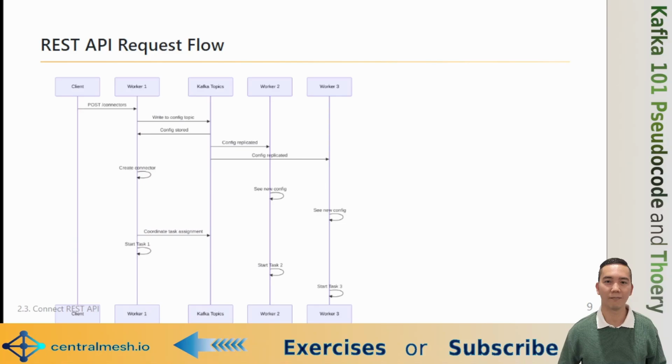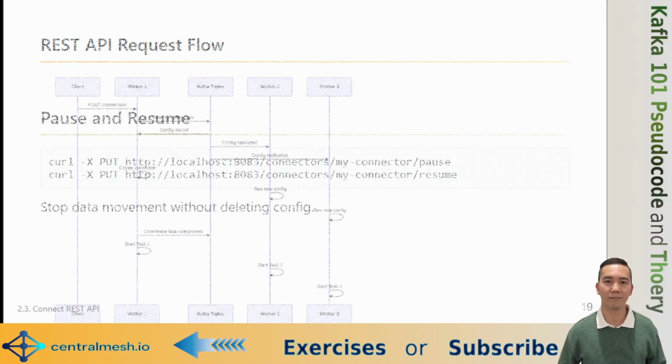Let's walk through what happens internally when a connector is created. First, a client sends a POST request to one of the workers. That worker writes the connector configuration into the Kafka internal configuration topic. Because all workers continuously monitor these topics, every worker becomes aware of the new connector configuration. The cluster then performs task assignments and distributes work across available workers. In this example, different tasks are started on worker 1, worker 2, and worker 3. Notice that the user only interacts with a single API endpoint, while the cluster handles all coordination and distribution automatically.